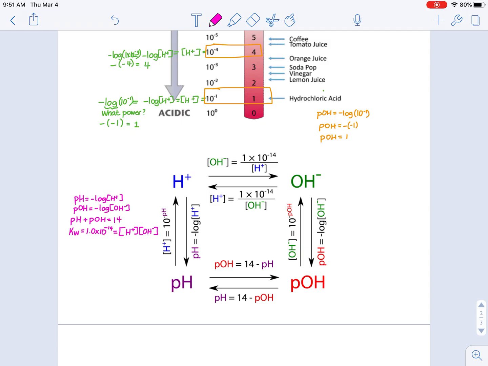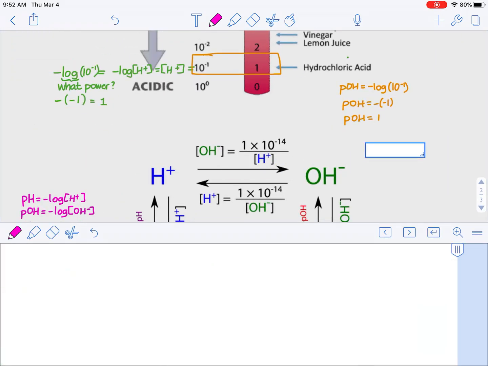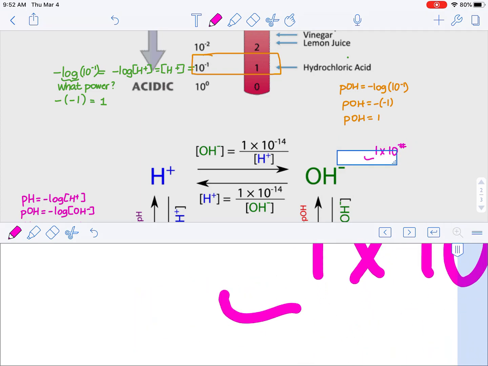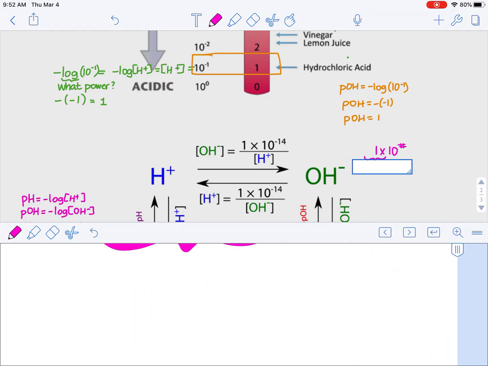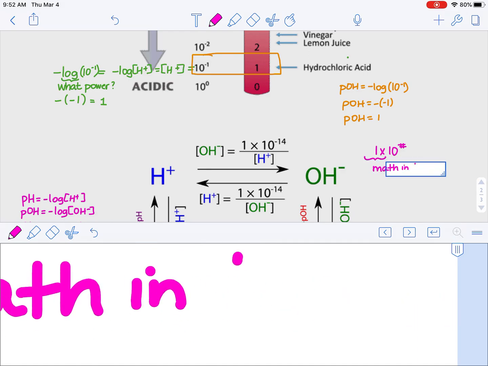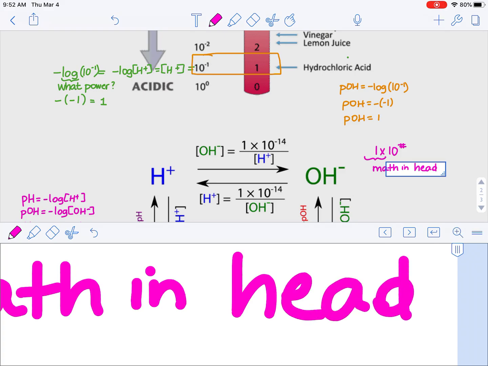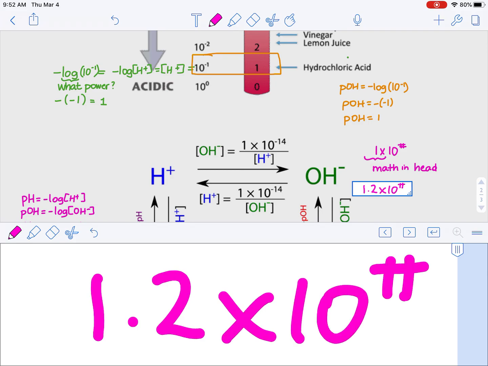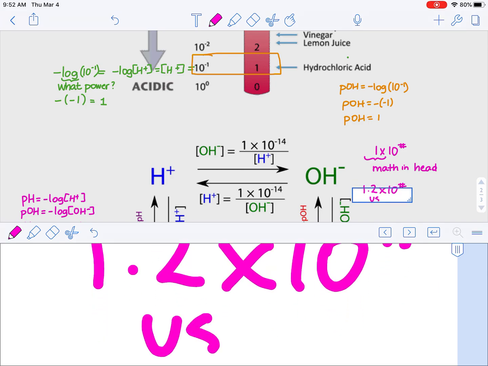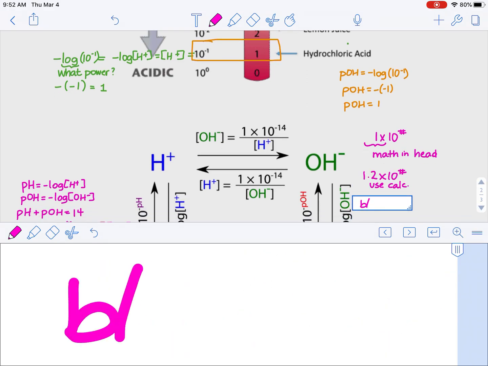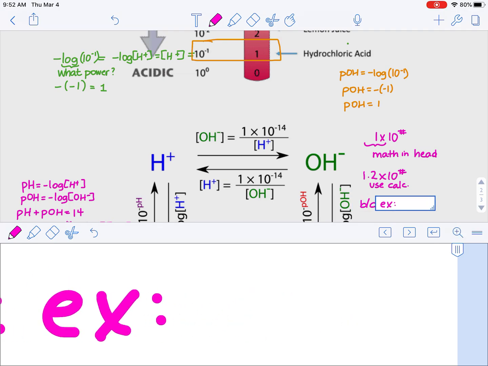One last caveat before we end. The math with regards to the logarithms was done in our head because all of our concentration values were 1 times 10 to some power. When you have the 1 times 10 to a power, then you can do the math in your head. When you get to something that's like 1.2 times 10 to a power, now you're going to have to use your calculator.